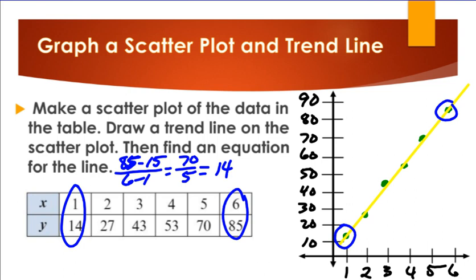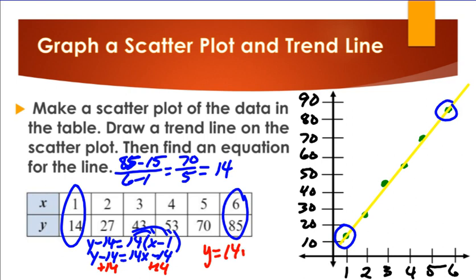And so now we have a slope of 14, and I'm going to use this point 1, 14. So y minus 14 equals 14 times x minus 1. If I distribute the 14, I have y minus 14 equals 14x minus 14. To get y by itself, I add 14 to both sides, and I get y equaling 14x, and then there's no y-intercept. This would be my equation of that line, and that would be a very good estimate for the equation of that line.